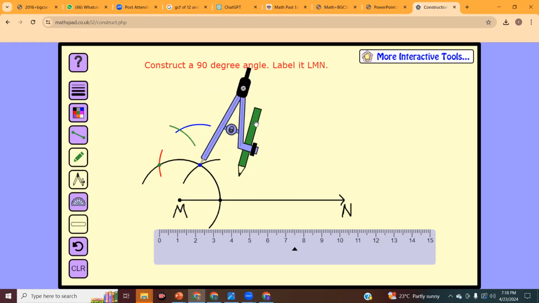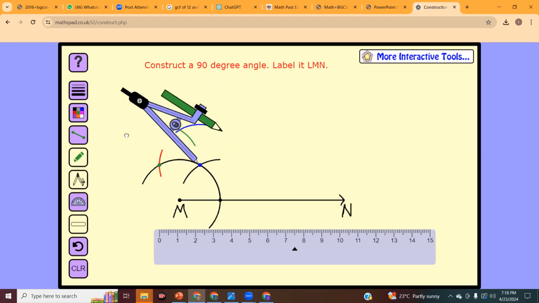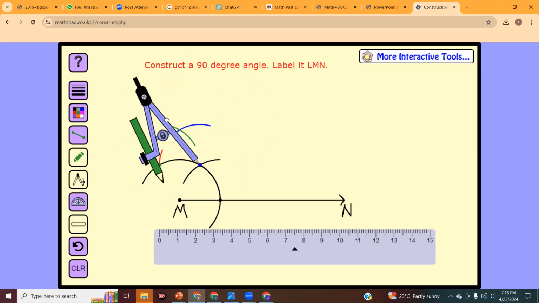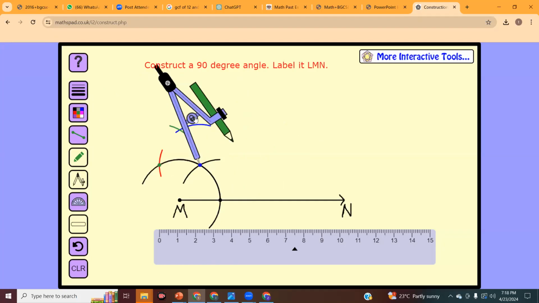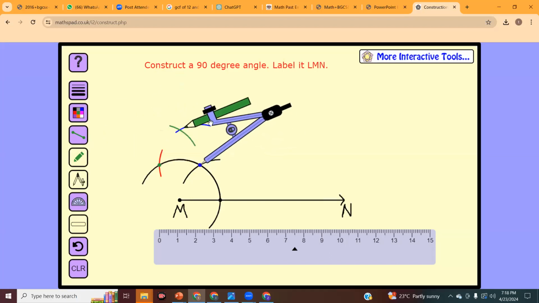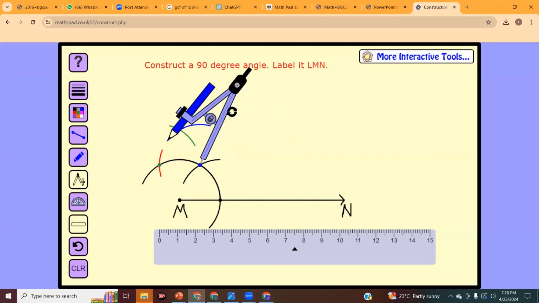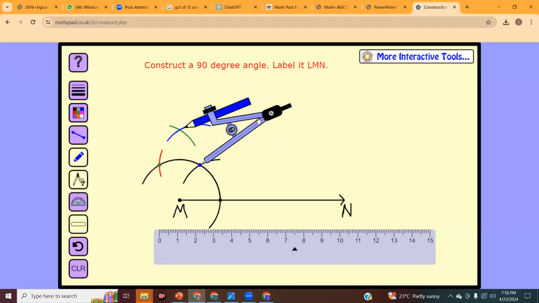Oopsies. Let's come back. Come on, this compass. This compass does not, oh my goodness. Wow. I don't know why this one don't want to keep still. Okay, let's try it now. There we go. And there we go. Okay, good.